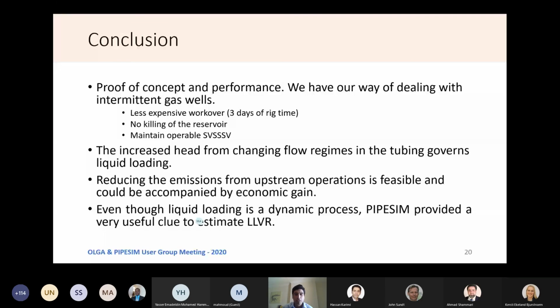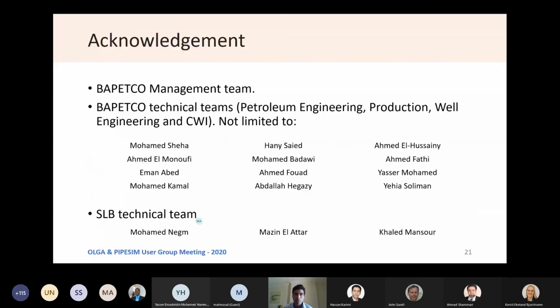The increased head from changing flow regimes in the tubing governs liquid loading, not just the condensation in the liner section, in the big cross-section area. Reducing emissions from upstream operation is feasible, and it could be accompanied by economic gains. Even though liquid loading is a dynamic process, Pipesim provided a very useful clue to estimate the liquid loading velocity ratio, and it showed success.